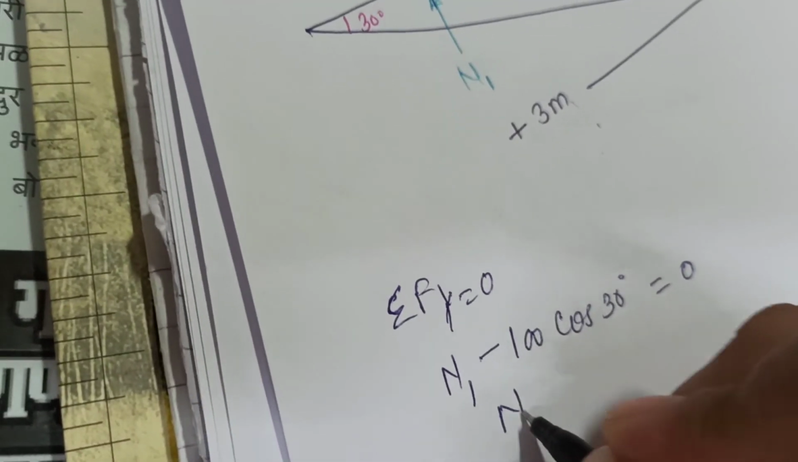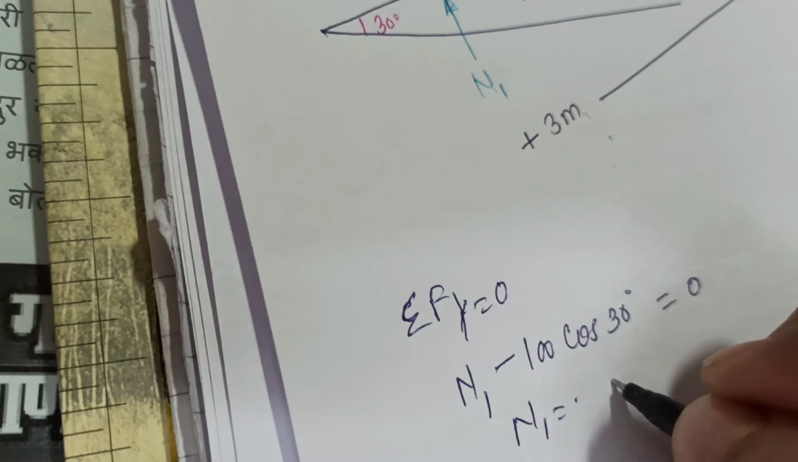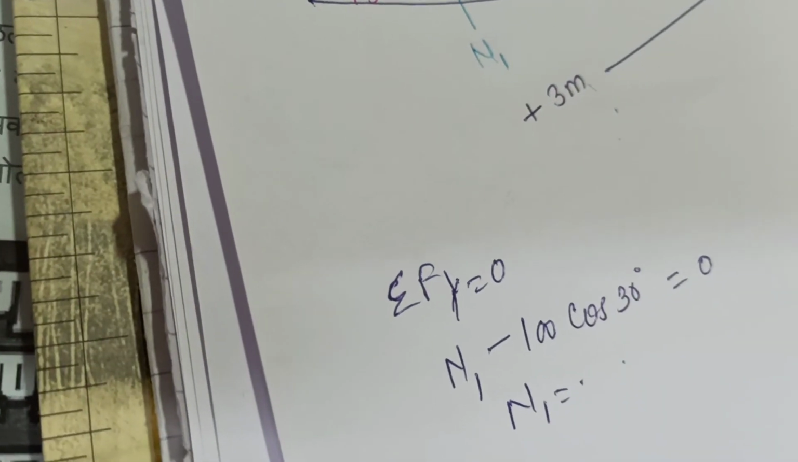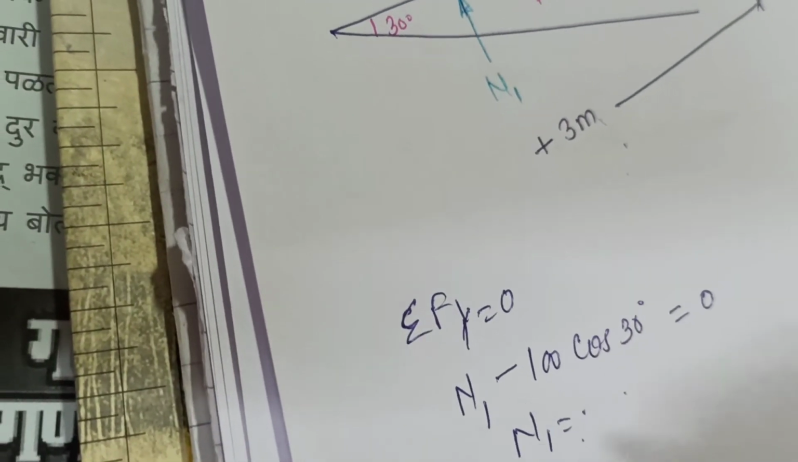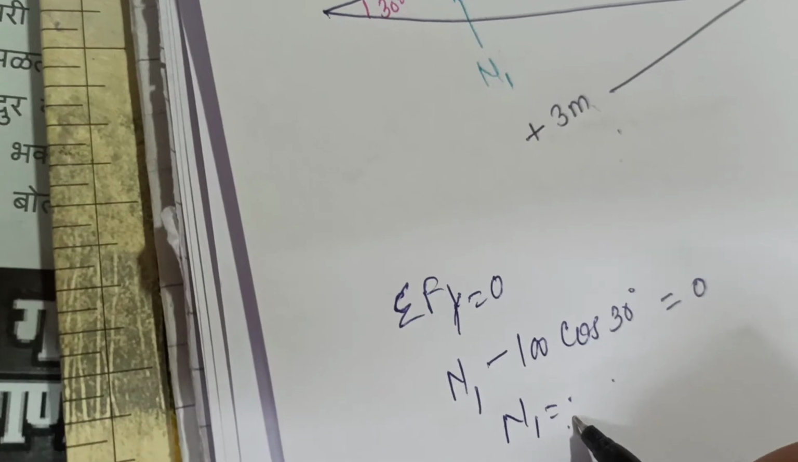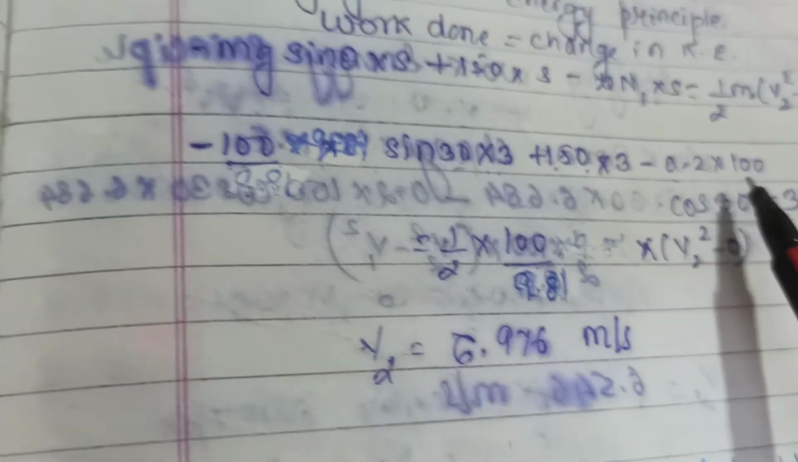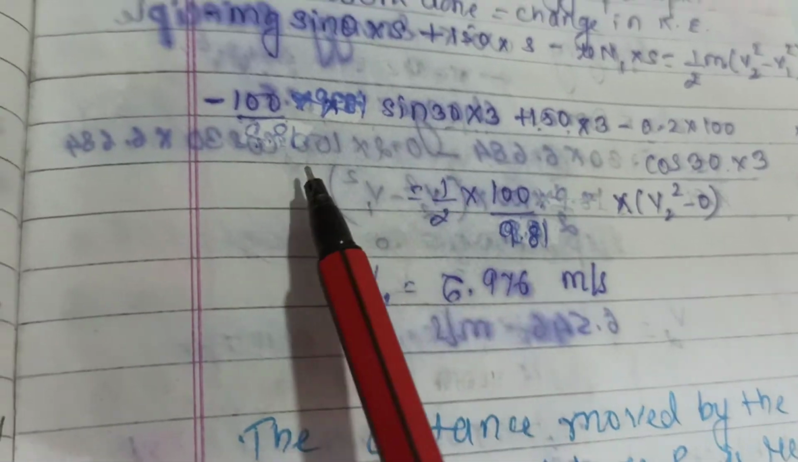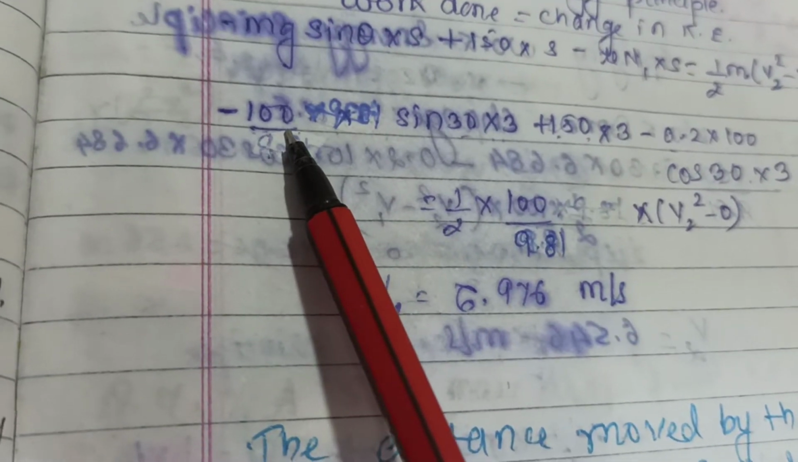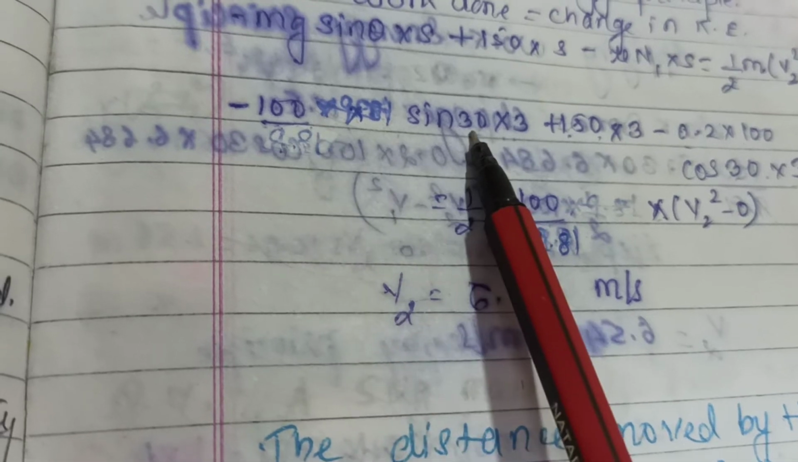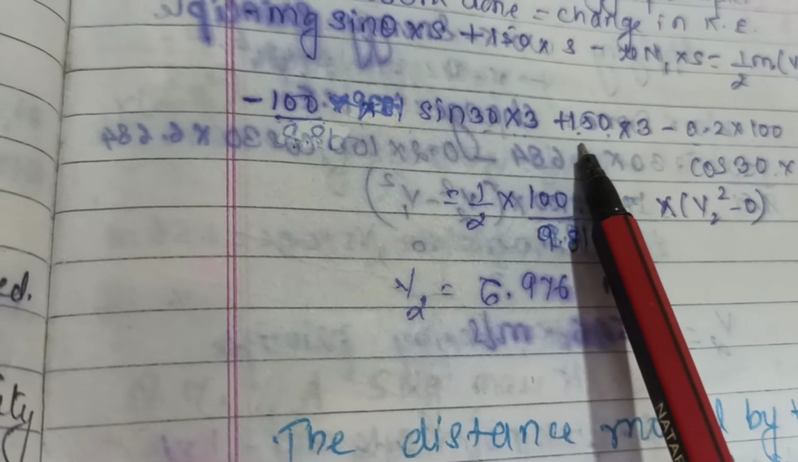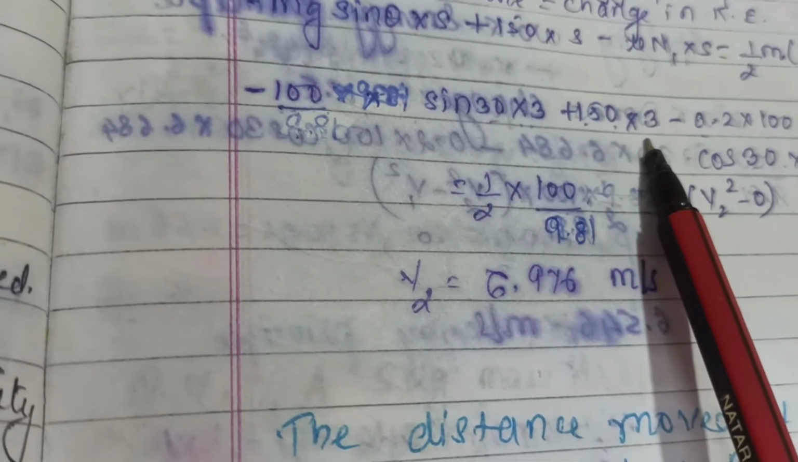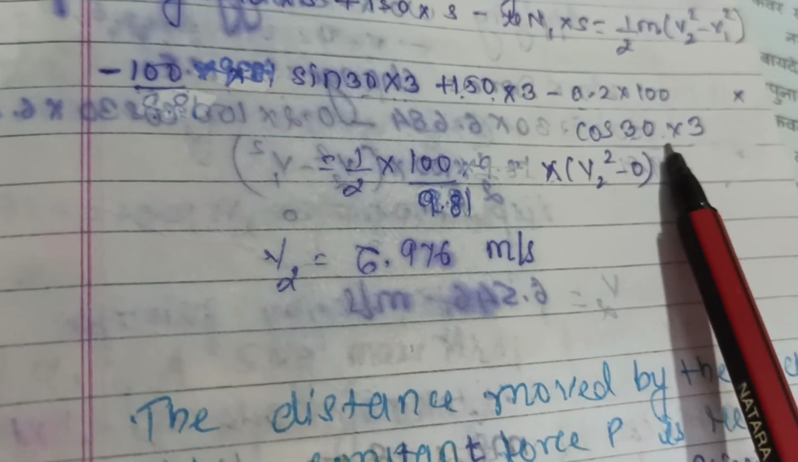So we get n1 is equal to a certain value. That is what we have written here. So from this we can get the value of n1. Now after we get the value of n1, this whole equation, we have calculated the work done considering the force of 100 newtons, sine component of weight multiplied by distance 3, then P force multiplied by distance 3, and then the force of friction multiplied by distance 3.